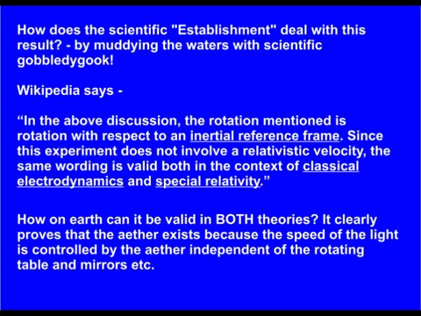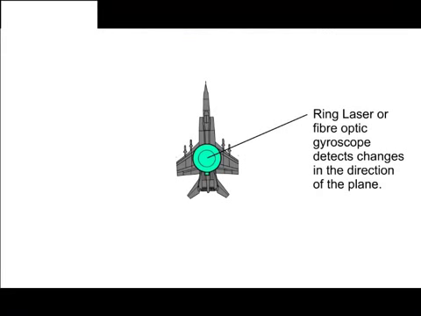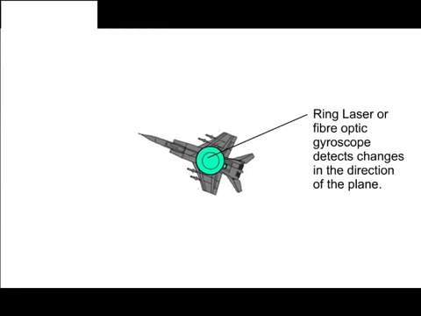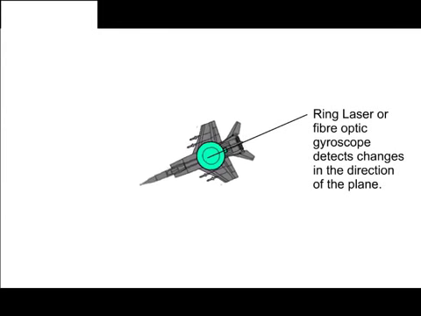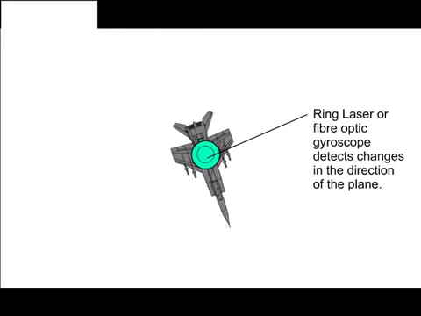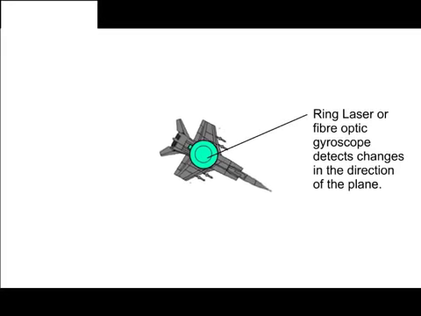How on earth can it be valid in both theories? It clearly proves that the ether exists because the speed of the light is controlled by the ether, independent of the rotating table and mirrors. This Sagnac effect is used by airlines for their compass directions. As the plane turns, the change in the fringes is translated into a change in the direction of the plane that then registers on the cockpit compass.